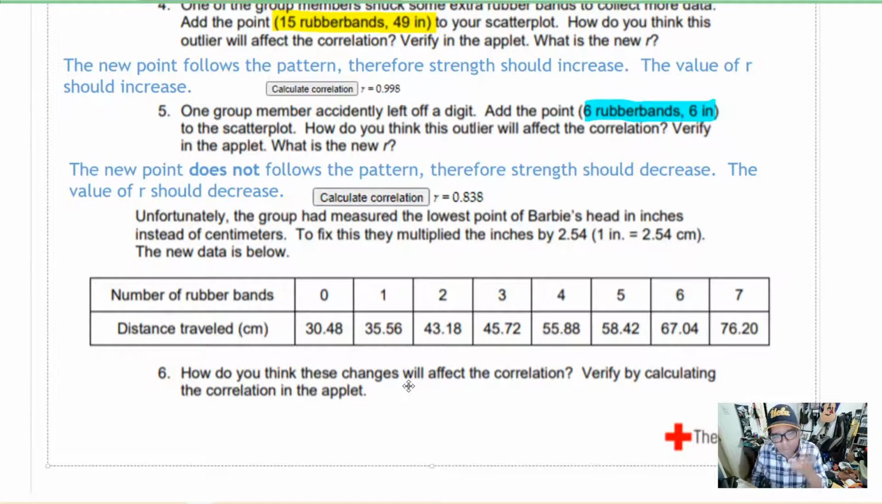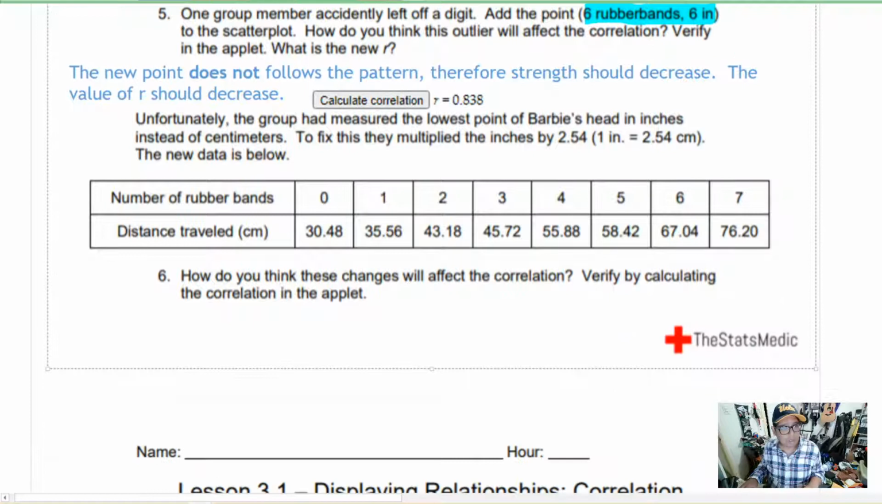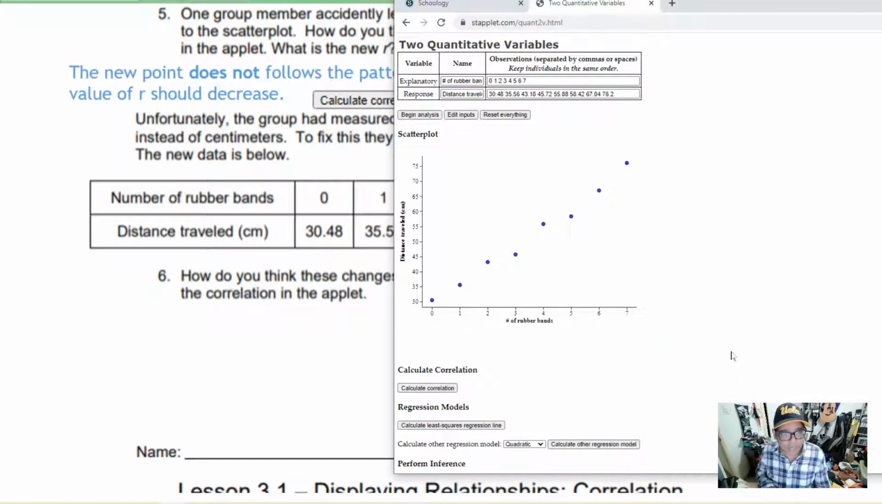So how do you think these changes are going to affect the correlation? Well, do you have an idea? Let's go ahead and put this into our scatter plot. Take a look at our scatter plot now with the new set of coordinates. That should look kind of familiar.